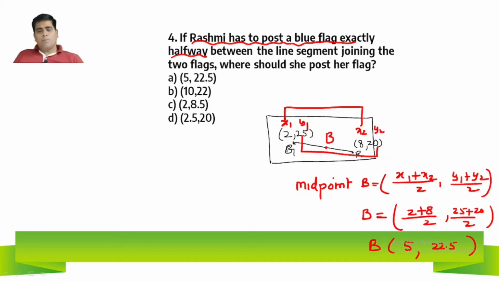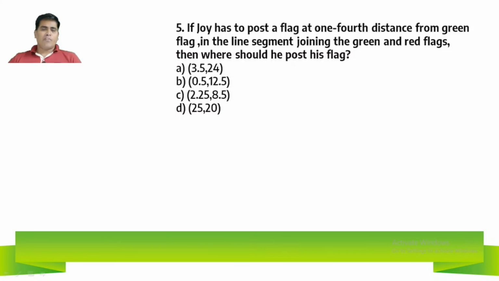So this is the position of the blue color flag. Which option is the right option here? Clearly A option is the right option here: 5 comma 22.5. So this is the position of the blue color flag. In this way we can solve question number 4. Come to question number 5.